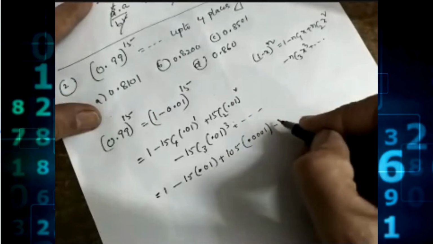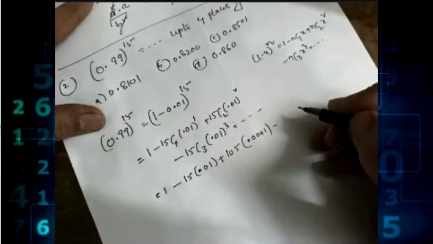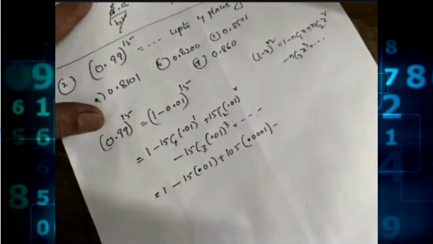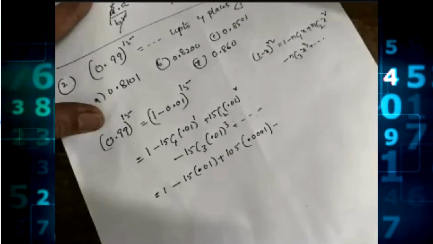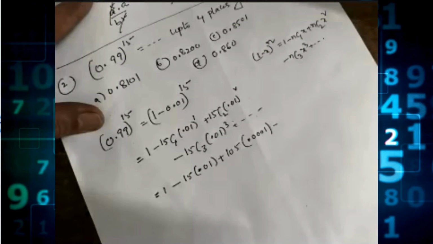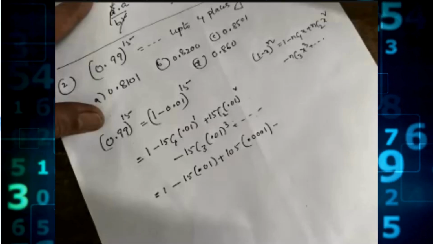What is 15c3? 15 into 14 into 13 by 6. Come on, tell me. You must be able to say it as quickly as possible. 15 into 14 into 13 by 3 factorial, that is 6. Come on, calculate.